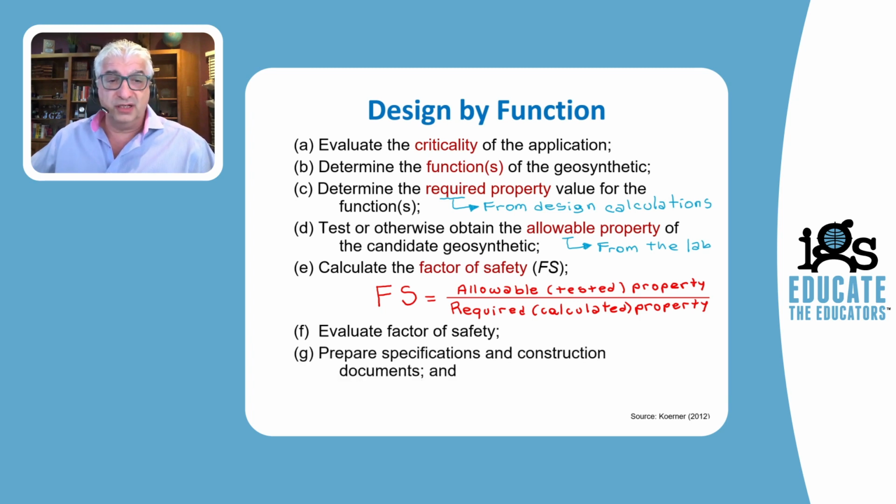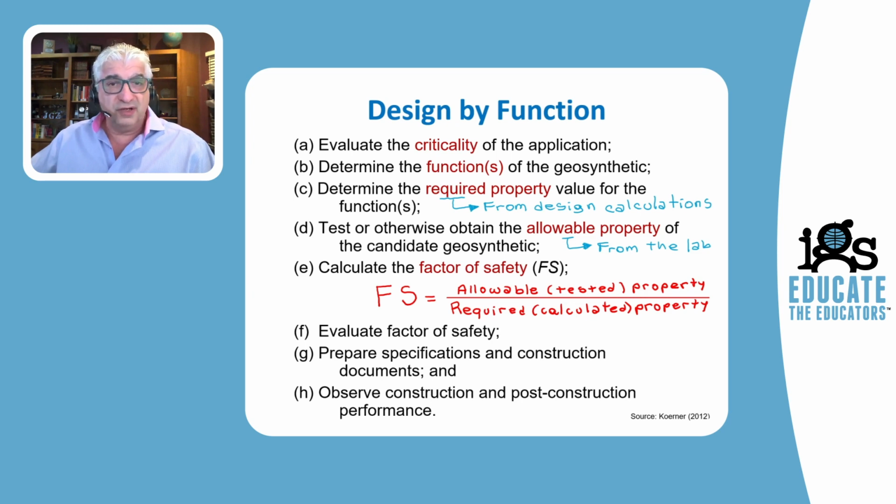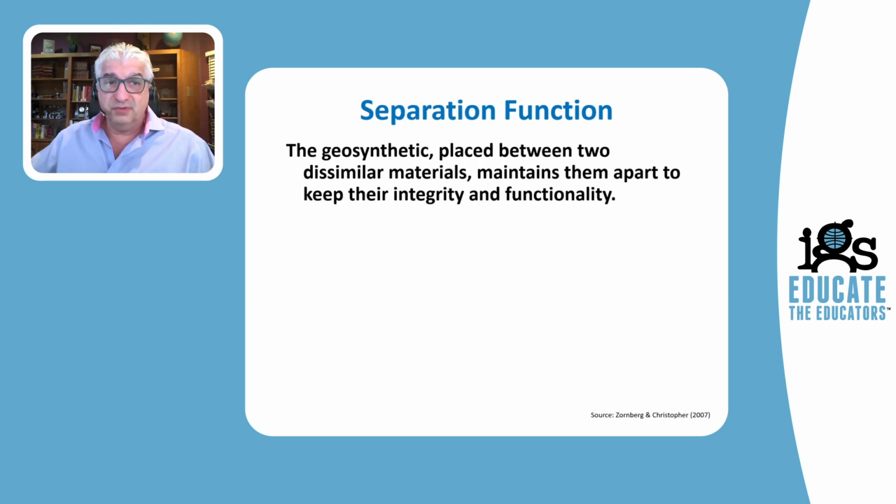After having satisfied an adequate factor of safety, we're going to prepare specifications and eventually observe the construction and post-construction performance. So with this general framework established, let's discuss each one of the different functions, starting with separation, a mechanical improvement function. The idea is that a geosynthetic will be placed between two dissimilar earthen materials, and this separator will keep the materials apart to maintain their integrity and functionality.